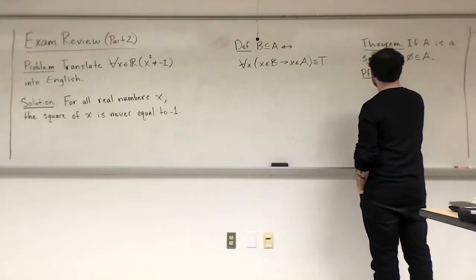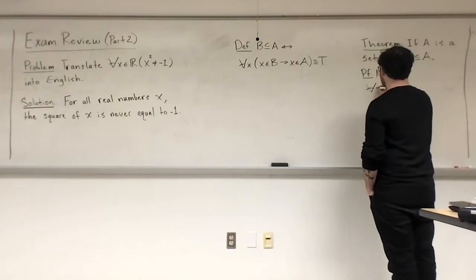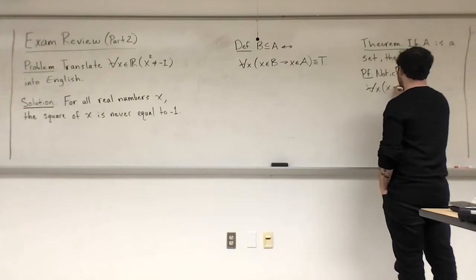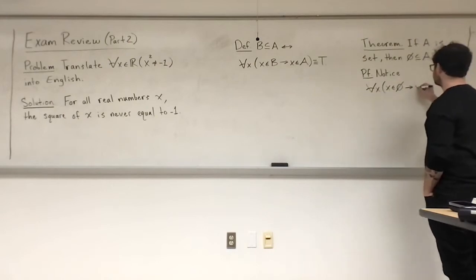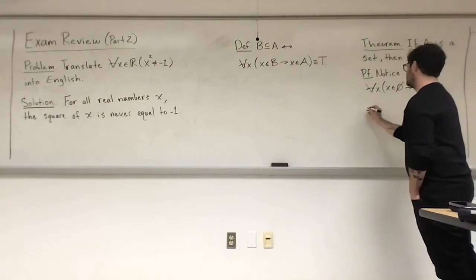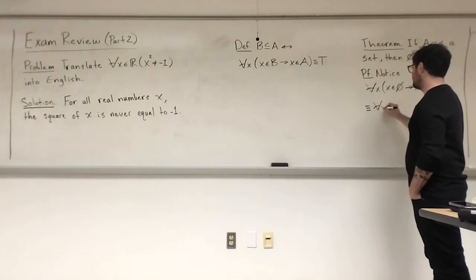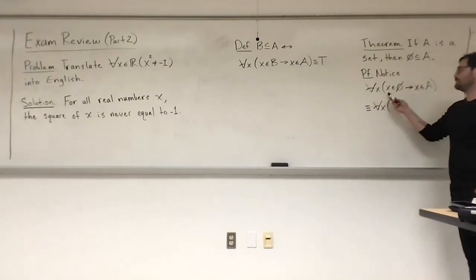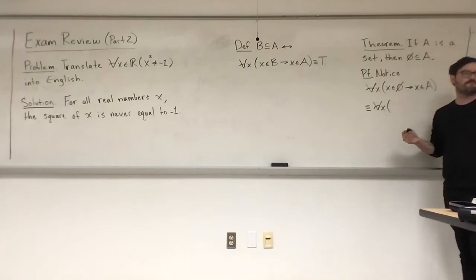So maybe they notice that for all x, if x is an element of the empty set, then x is an element of A. This is logically equivalent to, well, for all x, what's the truth value of that? The hypothesis of that conditional. It's false, right? The empty set is a set with nothing in it, right?